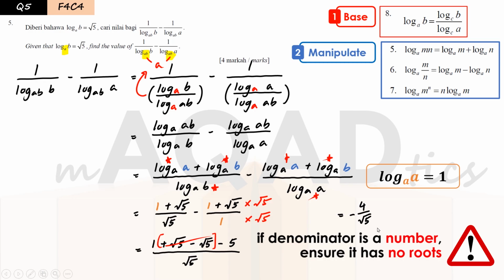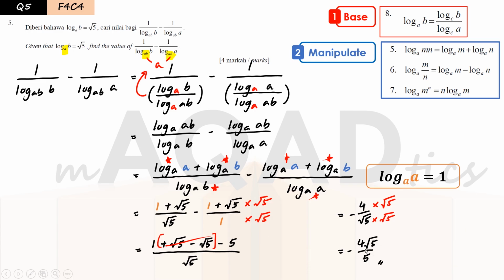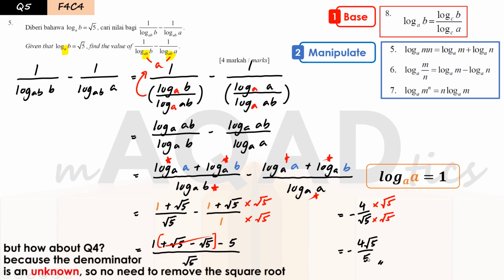So we need to find a way to remove that square root, which is to multiply it by itself. Again, if a square root is multiplied by itself, the square root will disappear. So what we can do here is, top and bottom, multiply by itself, which is square root 5. Once you multiply by square root 5, it will be something like this. As you can see, the denominator square root has disappeared. So this would be our answer: negative 4 square root 5 over 5.